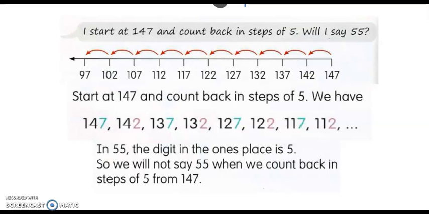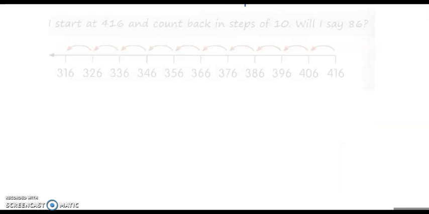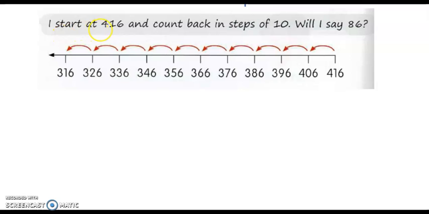So let's go on. Now we'll start at the number 416 and count back in steps of 10. This time, in steps of 10, not 5. Will I say 86? Okay, this is the number I'm going to start counting back from. So it's 416. Because now it's counting back, I have to minus or subtract.